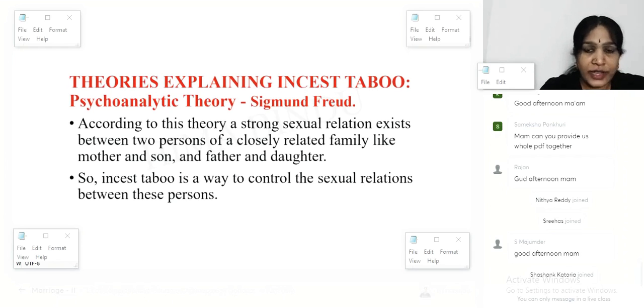What he says is, listen carefully, according to Sigmund Freud, even mother and son will have sexual attraction. Even father and daughter will have sexual attraction. Even brother and sister will have, according to Sigmund Freud. Okay, you need not feel it is correct. You may differ with him, absolutely.